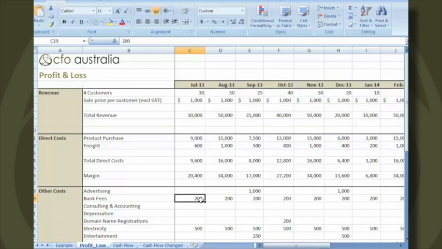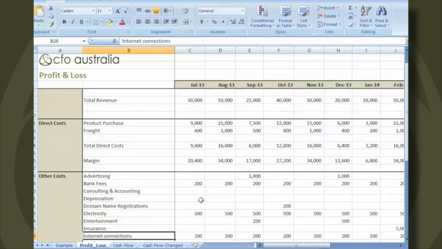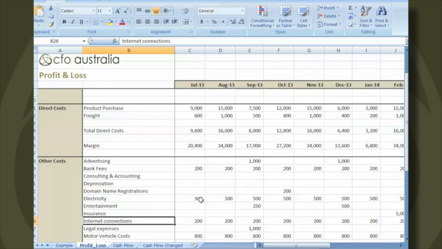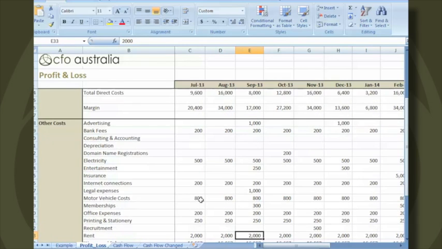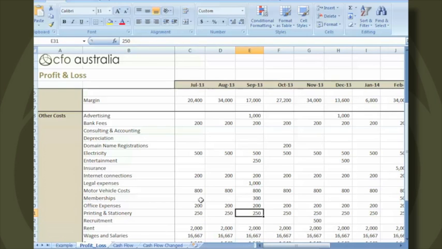Coming down further, we've got all the other regular costs in running a business. Your bank fees are a little bit more significant than normal because you take payment by credit card. We've got something for your other regular costs down here. We've put in a bit of an allowance for legal expenses that you may need during the year. As you can see, it's a one-off. Most of the other expenses are fairly regular.